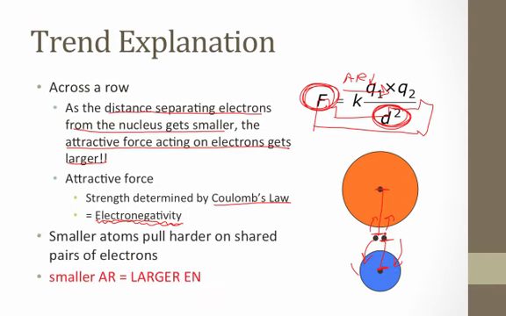Just to put some of that into words, smaller atoms pull harder on shared pair of electrons because of the smaller distance and the resulting larger force. And as a result, the smaller the atomic radius, the larger the electronegativity. And this actually describes the trend across the periodic table, and as we'll talk about in a second, it also describes the trend as we go down the periodic table.